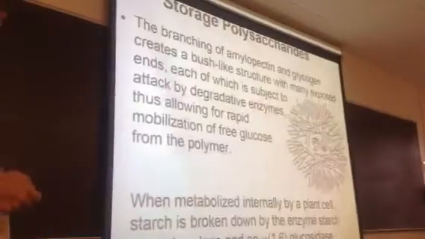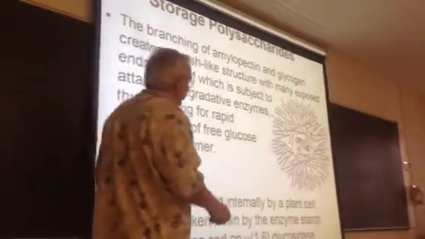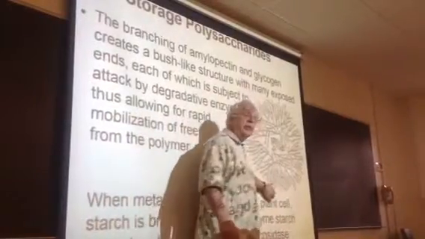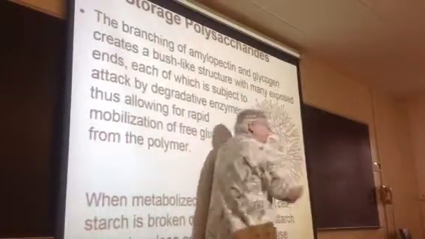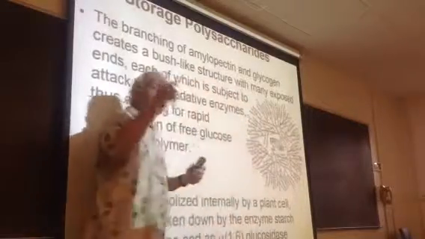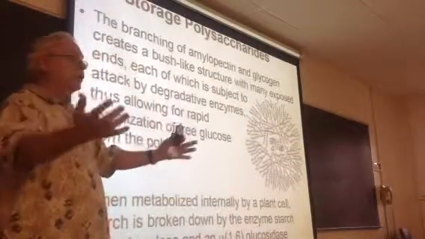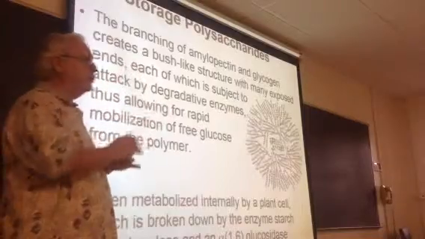Whereas if you have a branch structure like this, you've got hundreds or thousands of these non-reducing ends, each one of which can have an enzyme hydrolyzing. So you can get like a flood of glucose real quickly because of the branch structure.